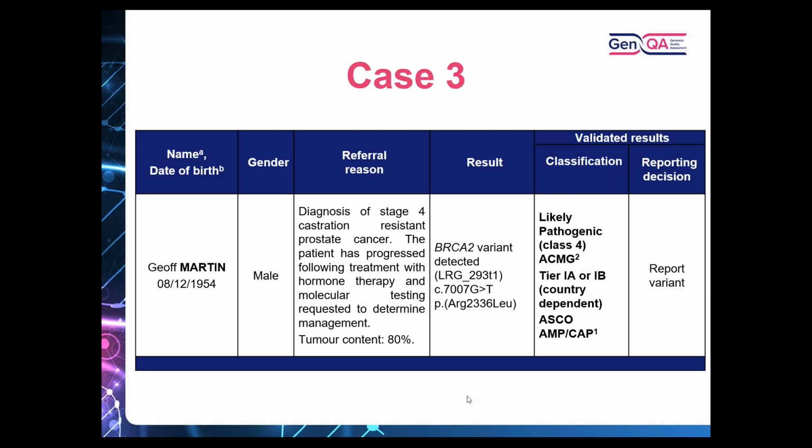This variant is classed as likely pathogenic according to ACMG guidelines, and also as a Tier 1A or a Tier 1B. Again, this would be dependent perhaps on the country that the participant was coming from, and as you'll see from Pauline's classification determination.